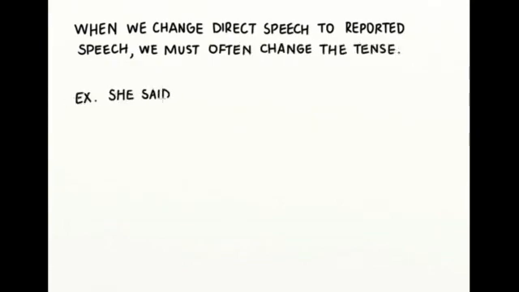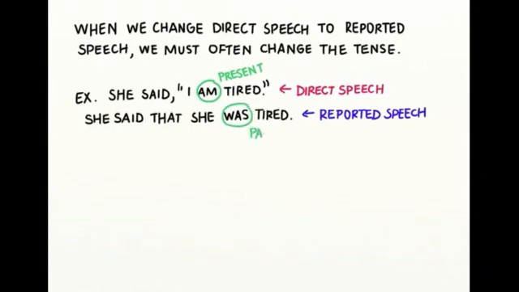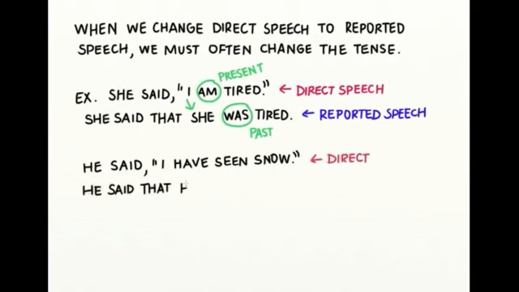When we change direct speech to reported speech, we must often change the tense. For example, she said, "I am tired." This is direct speech. She said that she was tired. This is reported speech. If we use the present tense in direct speech, we use the past tense in reported speech. Another example, he said, "I have seen snow." This is direct speech. In reported speech, we say, he said that he had seen snow.